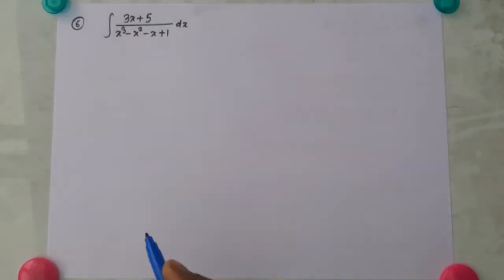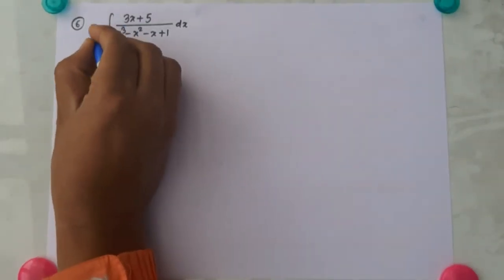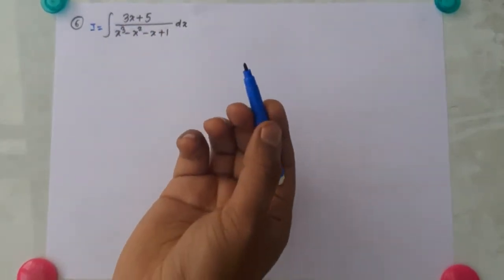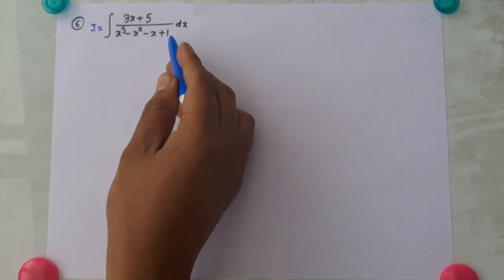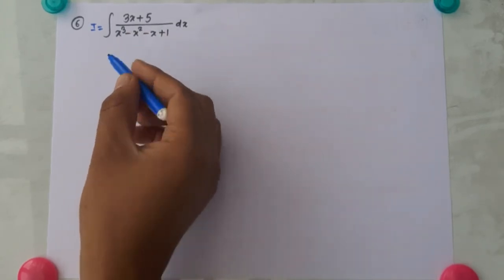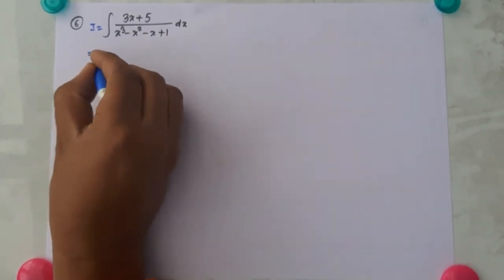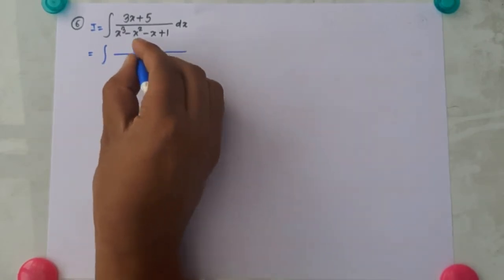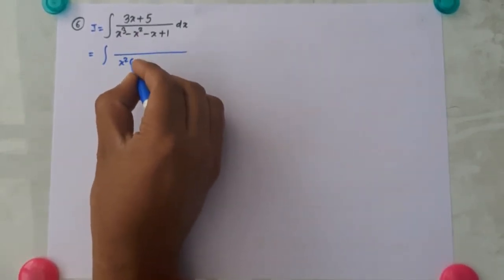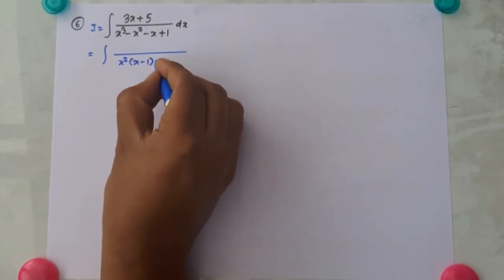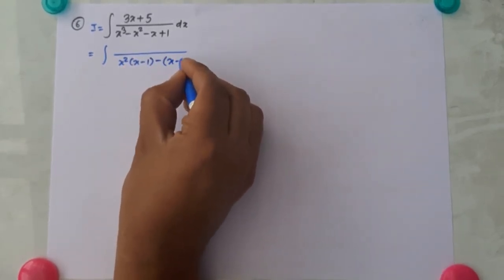Okay, so in this question, can I factorize the denominator? Because all of you know that we have to check whether the denominator can be factorized or not. So I see that it can be factorized. We see that x square is common here, so it becomes x minus 1, and here if you take minus common, it becomes x minus 1.